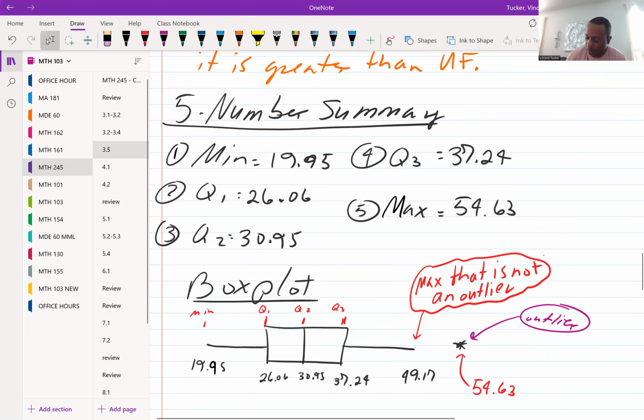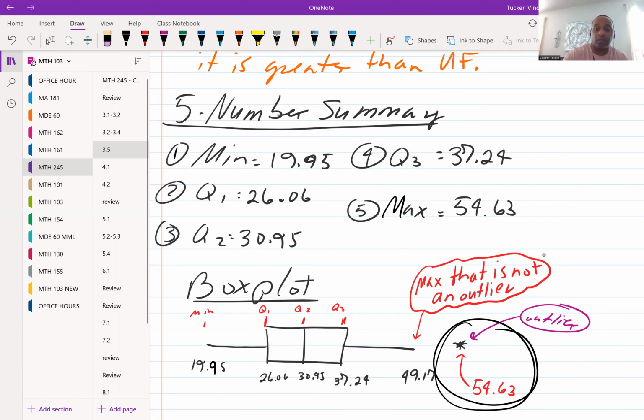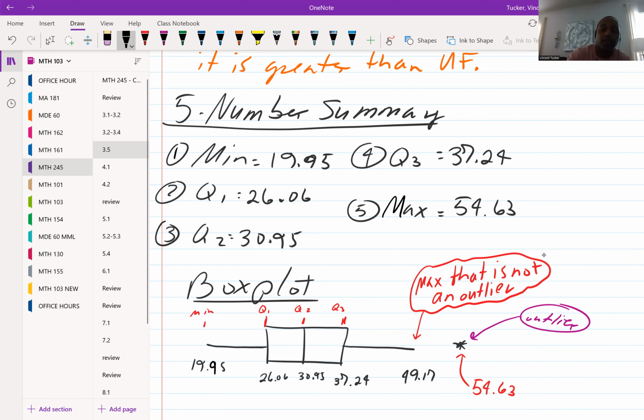Okay, here is the box plot. Once again, the vertical lines of your box are Q1, Q2, Q3. Your whiskers, the horizontal lines that extend away from the box, go to your maximum and minimum values that are not outliers. 19.95 was our smallest value, and we found that one to be okay. Our maximum value was 54.63, but it was an outlier, so the whisker does not extend to 54.63. We represent that as an asterisk. Then we take the next number up, which is 49.17, and that's what the whisker will extend to.